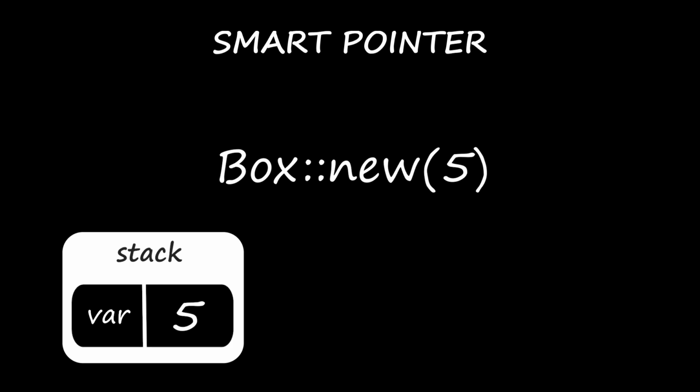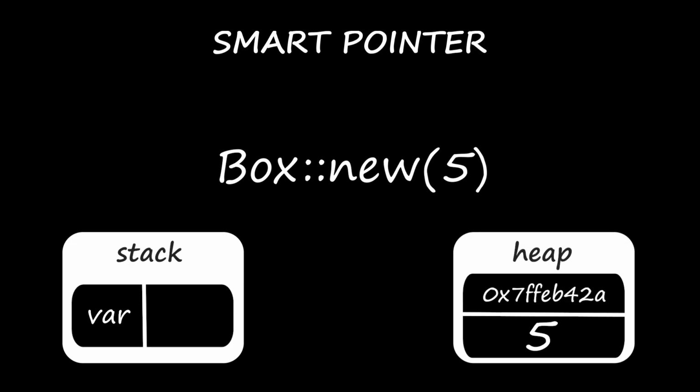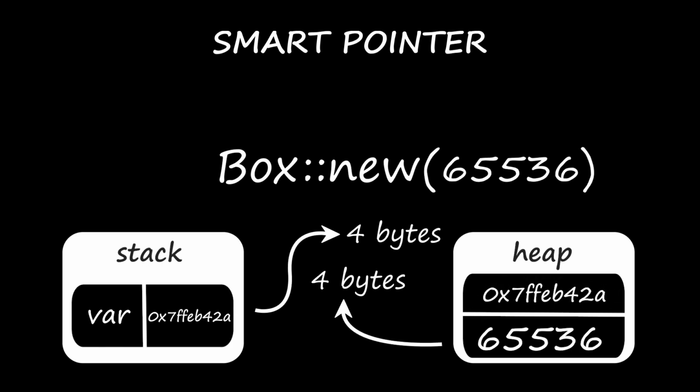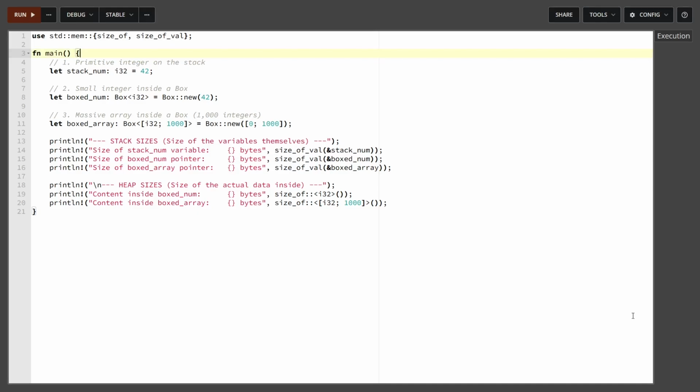But here, using Box, it is actually stored in heap, and the pointer to the heap location is only stored in stack. So no matter how big the content in the heap is, the size in the stack remains constant. How can we validate? Let's check with this example.